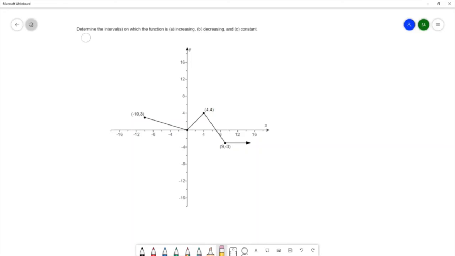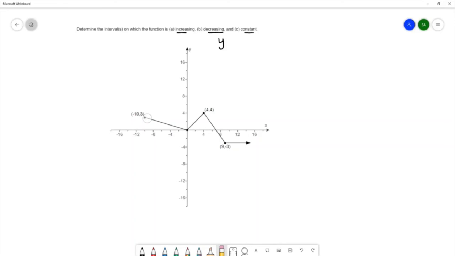This question says, determine the intervals on which the function is increasing, decreasing, and constant. So these words, increasing, decreasing, and constant, these are words that are describing y. So let's get a feeling for the overall sections of the graph by tracing the graph as we go from left to right. The reason why we're going from left to right is because on the number line that's smallest to largest. We want to write our intervals smallest to largest.